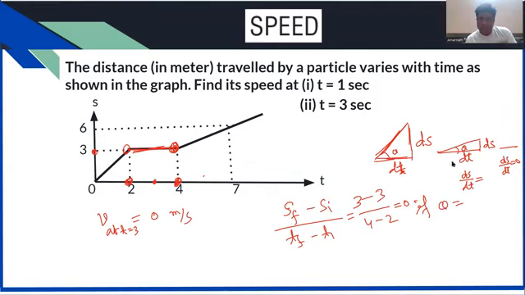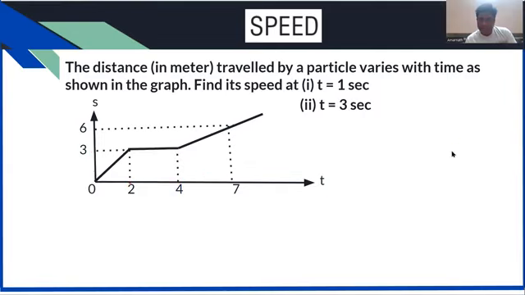Please try. Verbally, can you give the answer at t equal to 3.5 seconds? What is the answer? The same, sir, 0. Very good, 0 meter per second. At t equal to 1.5 seconds, what is the answer?